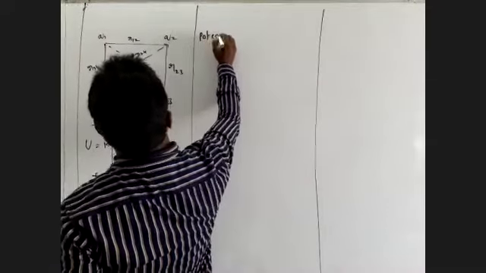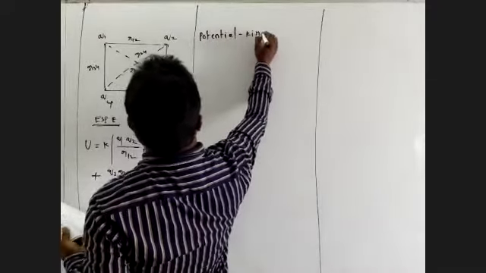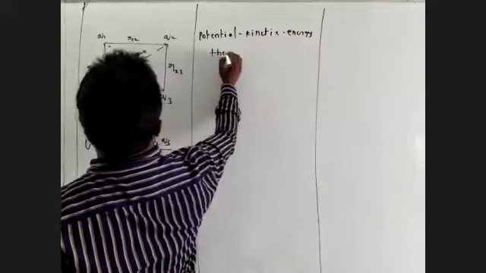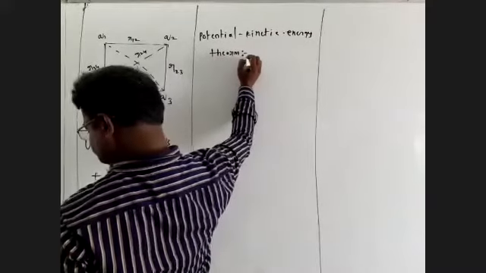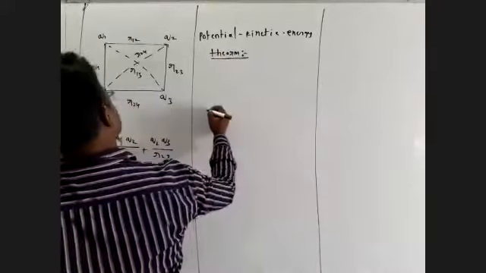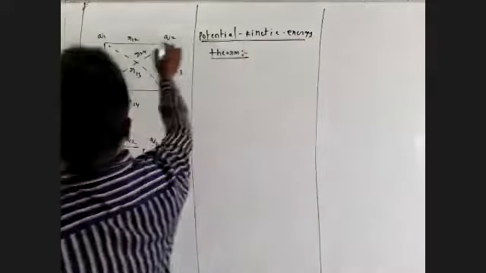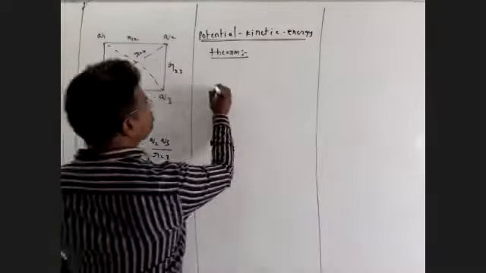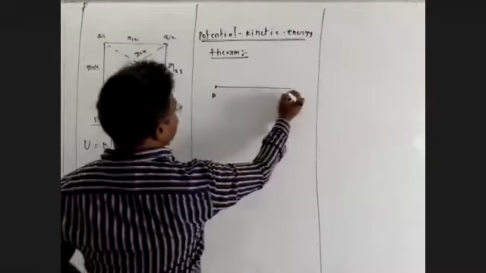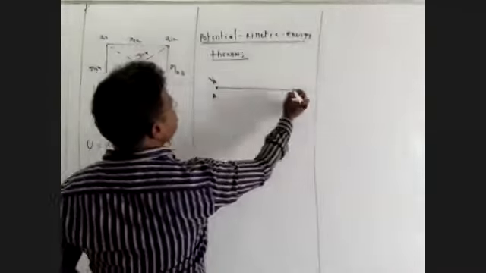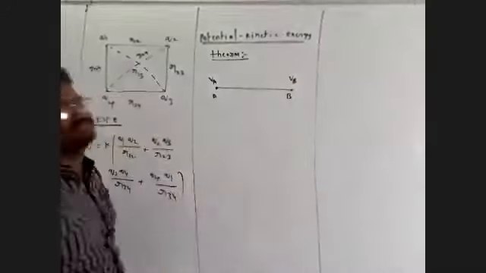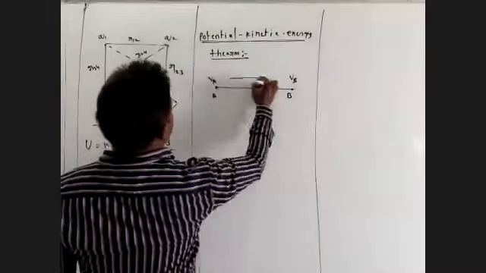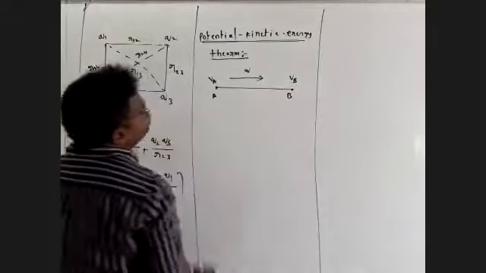The next concept is the potential kinetic energy theorem. So, in the kinetic energy theorem, this is a line. This is point A. This is point B. At point A, this is the potential VA. This is point B, that is the potential VB. The charge is shifting from A to B.